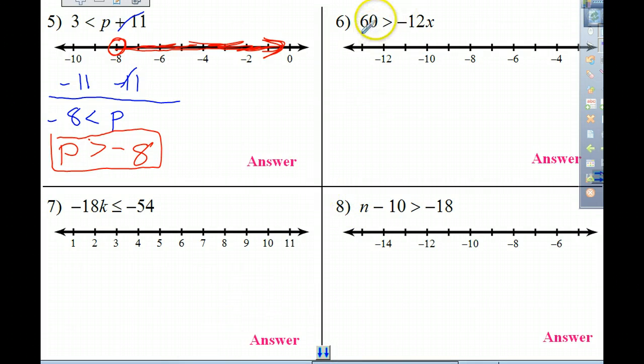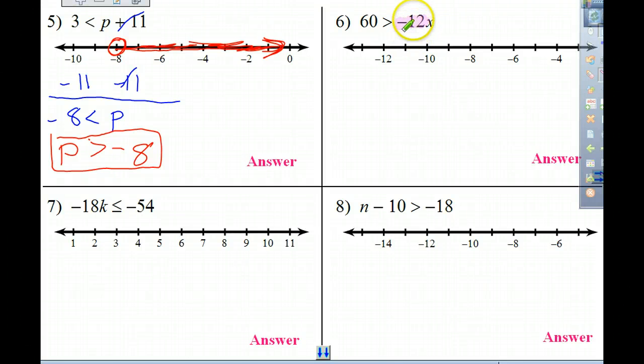Let's do 6, we'll skip 7 and 8. Okay. So what do you notice about 6 right away? Anybody see it? Something we're always looking for. What are we going to have to do special on number 6? Flip it, because, exactly. Anytime you see that negative in front of a number, you know you're going to have this extra step. You have to flip the inequality sign because of that.